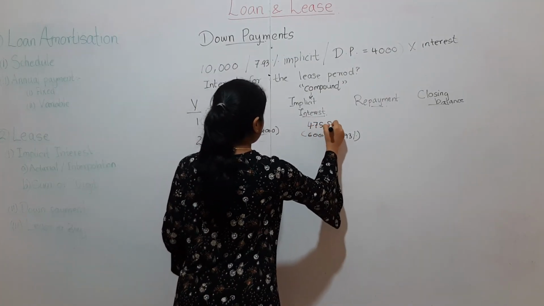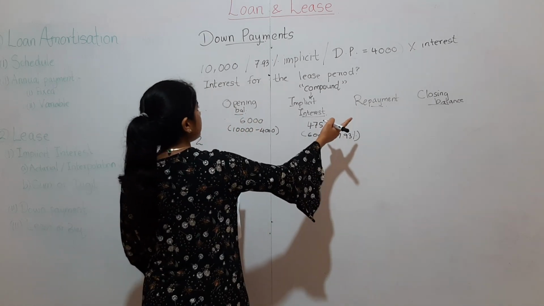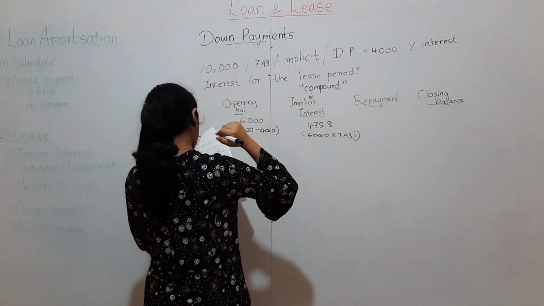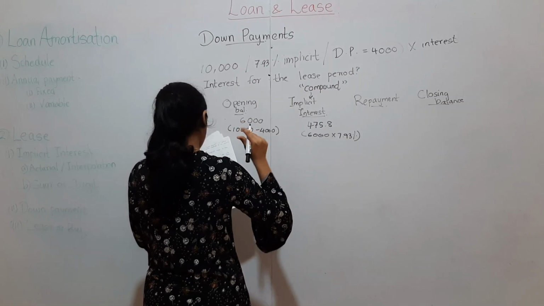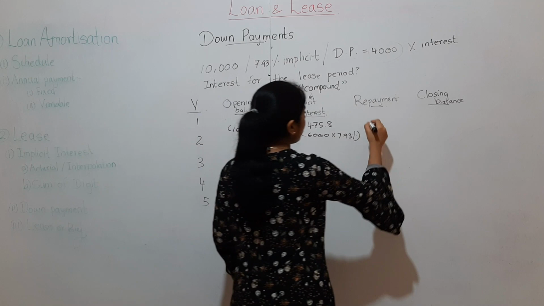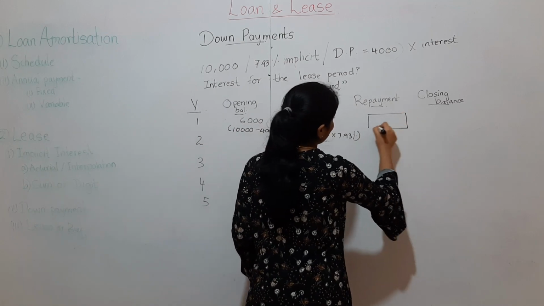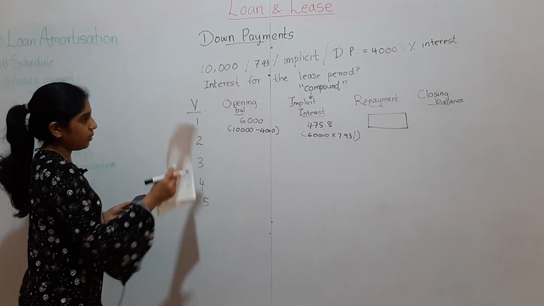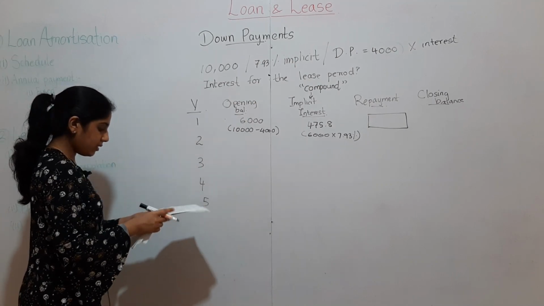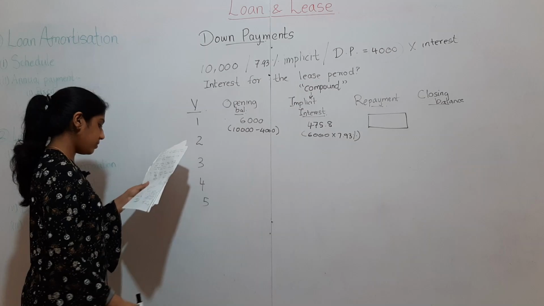475.8. You're repaying. Now, the repayment is not given to us. I just noted it. Now, what is the method to find repayment?